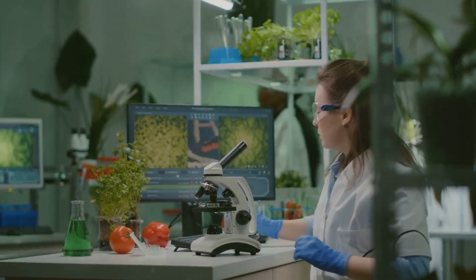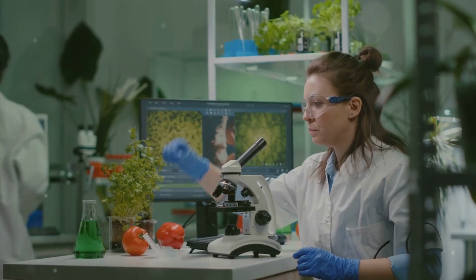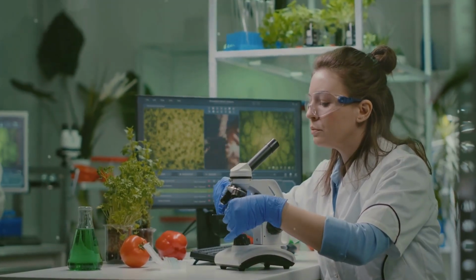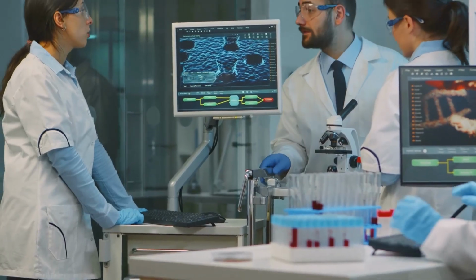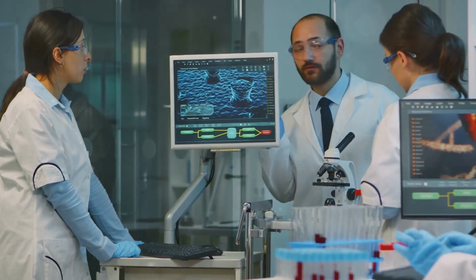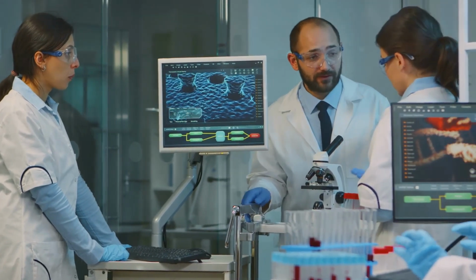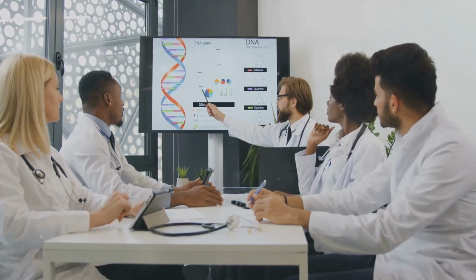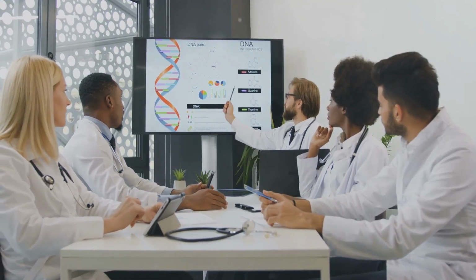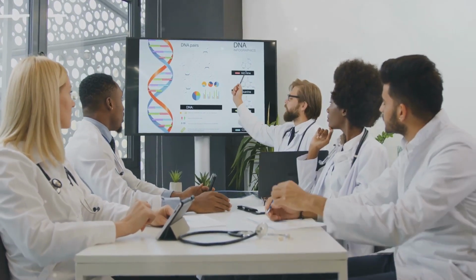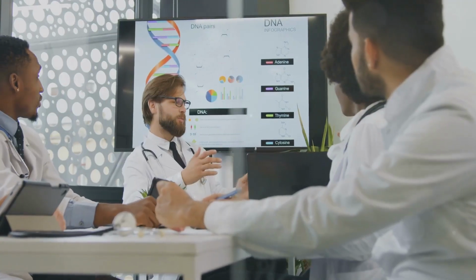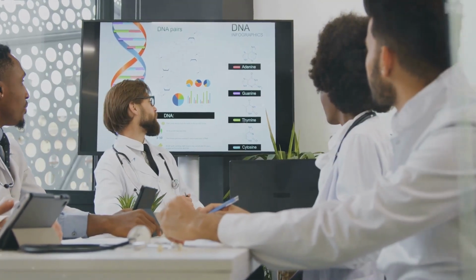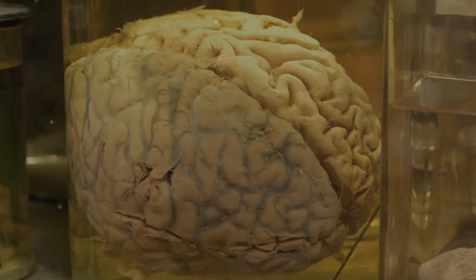The potential applications of CRISPR-Cas9 are vast and varied. Scientists are exploring its use in treating genetic diseases, developing new crops, and even creating gene drives that could eliminate malaria-carrying mosquitoes. However, like any powerful technology, CRISPR-Cas9 also raises ethical concerns, particularly when it comes to its potential use in humans. The possibility of unintended consequences and the ethical implications of manipulating the human germline are just two of the many challenges that scientists and ethicists are grappling with as CRISPR-Cas9 technology continues to advance.